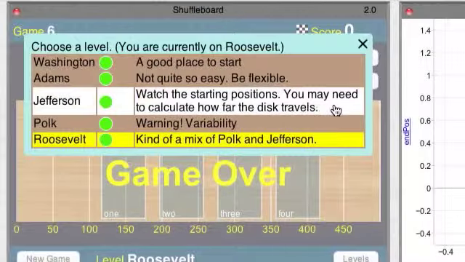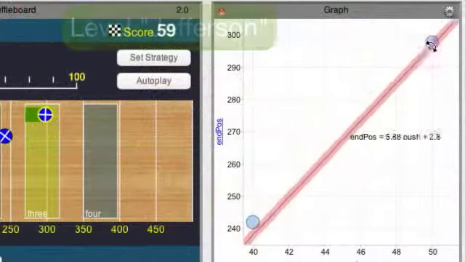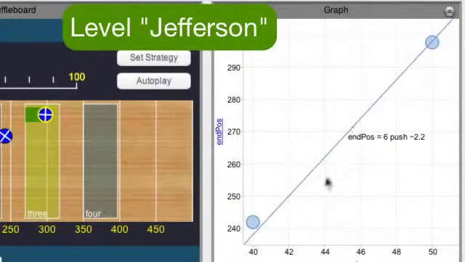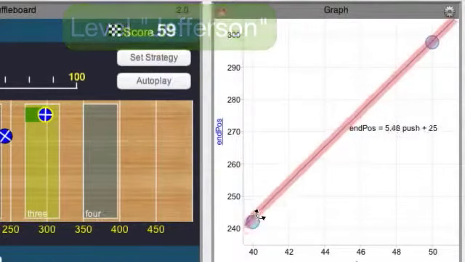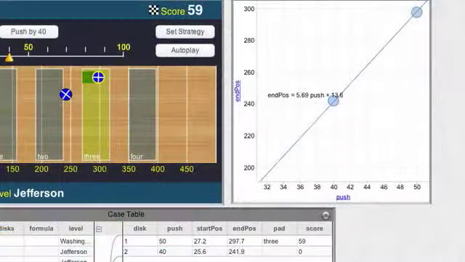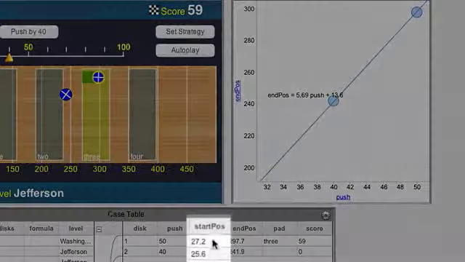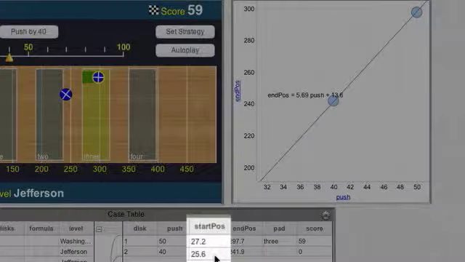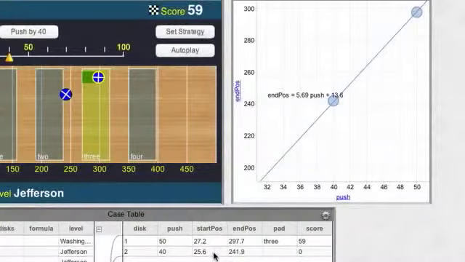When you get to Jefferson, however, things change. The old strategies will work sometimes, but not consistently. If students don't notice what's causing this, ask them where a disk started. This should get them to look at the table and see that the disks don't all begin at the same place as they did with the earlier levels. There are different ways to cope with this. The distance is still directly proportional to push. So if you calculate the distance, you should get a straight line and an equation you can use reliably.